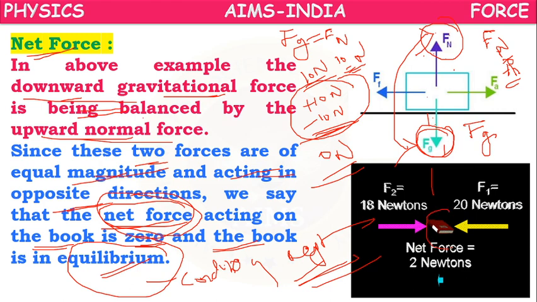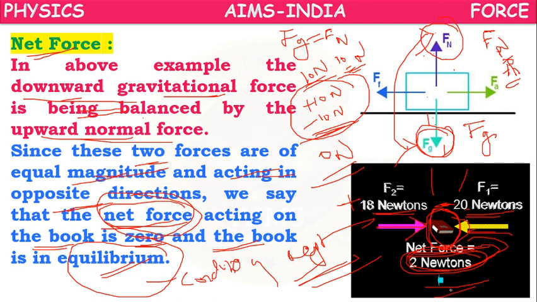Suppose there is a book, from right side we are applying 18 Newton force towards right side, 20 Newton force towards left side. What will be the net force? If right side force is taken as positive, left side force will be taken as negative. Both their sum will be minus 18 plus 20 equal to 2 newtons.